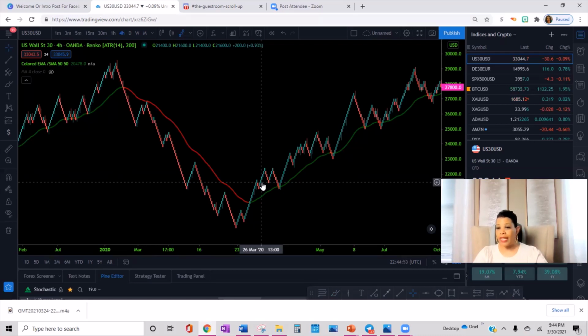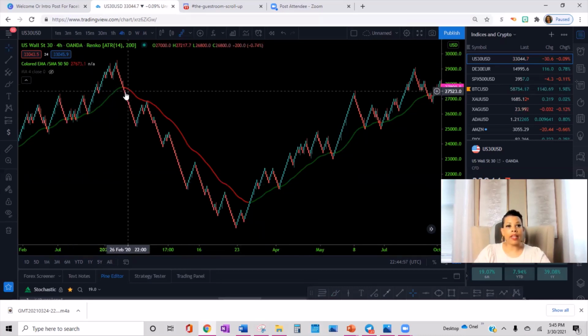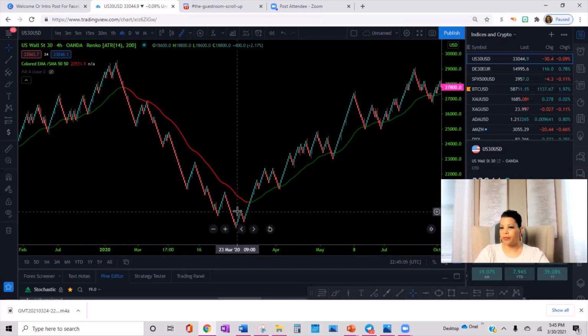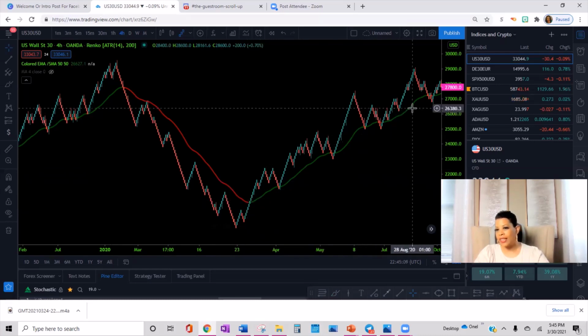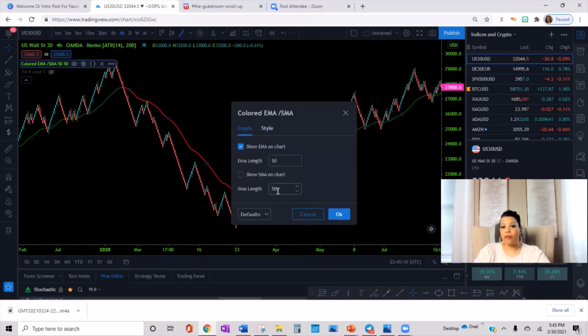But I'm going to show you an indicator that combines the two. Notice right here, you go from green to red. And when you go from green to red, look at that dip. And when you go from red to green, look at that climb. I don't really need to say much more, but here are the inputs for you. I just go here and both of my inputs are 50. And it works the same way.